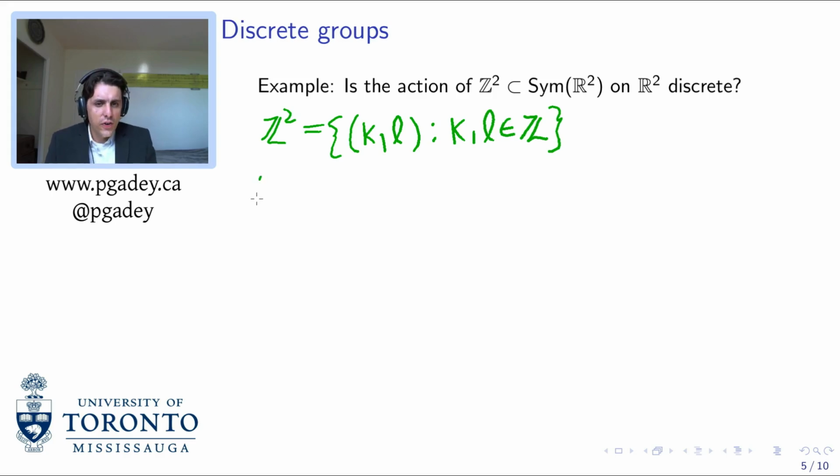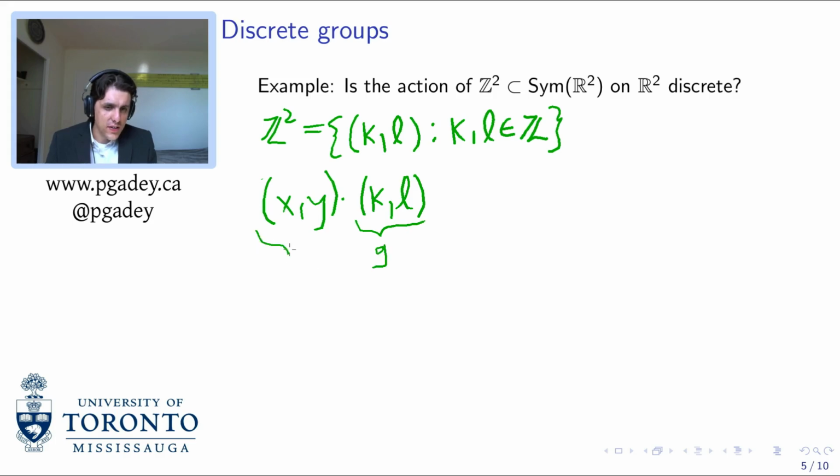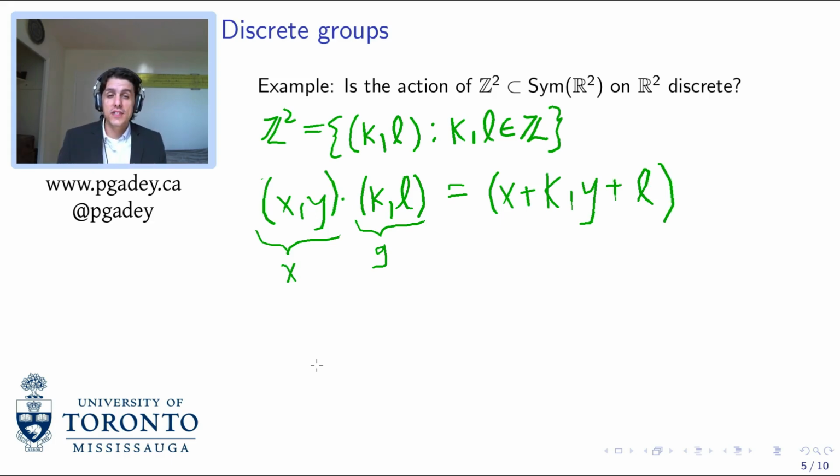Right? And it acts in the following way. So (k, l) acting on the point (x, y). Remember, we've got our group element on the right and our point on the left. This action is going to be (x plus k, y plus l). So this group acts by translations on points in R squared.